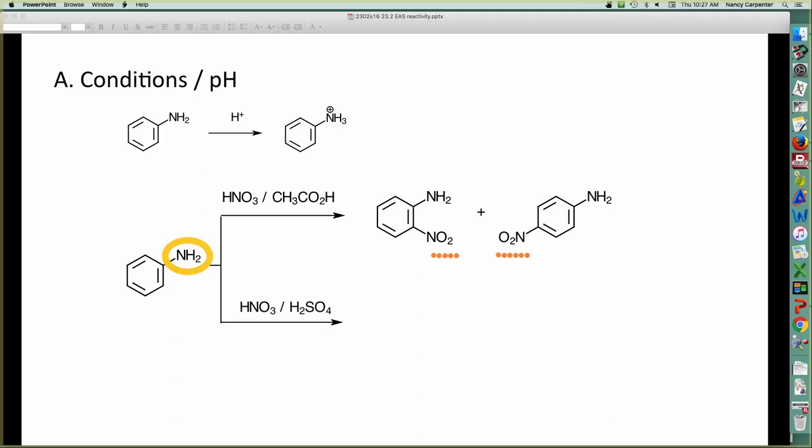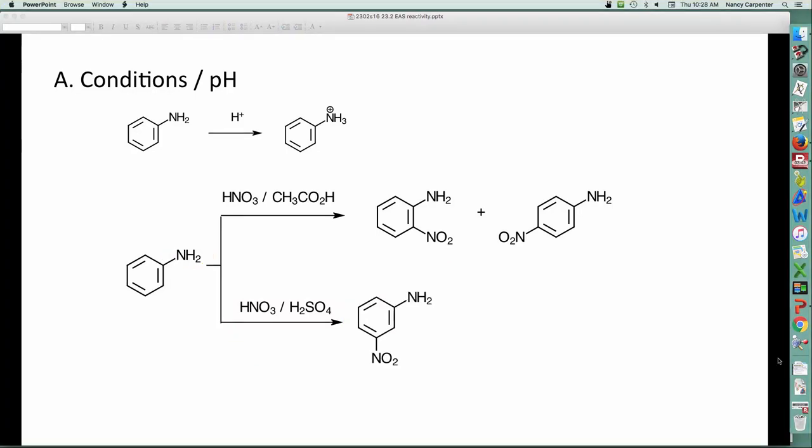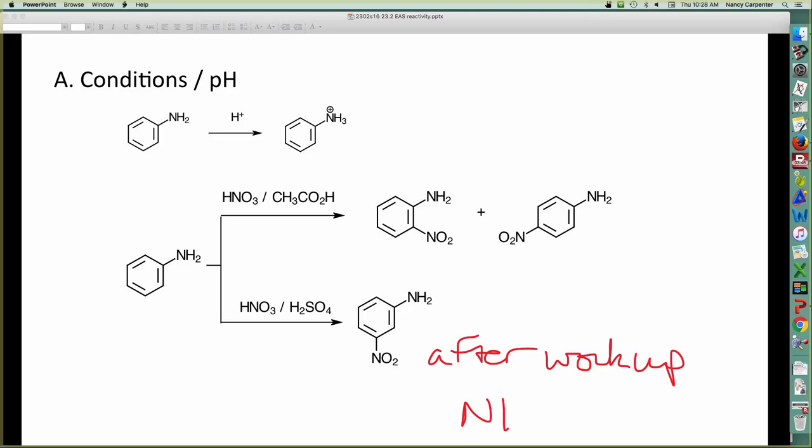But what if we nitrate under our more standard nitration conditions of nitric acid and sulfuric acid? Whoa! Now we're talking about negative pKa's here. We are talking about forcing, strongly acidic conditions. And what do we see? Well, we see a completely different outcome. We see the meta substituted product. And that, of course, is after workup. So we'd have to have some kind of basic workup, probably a sodium bicarbonate solution, washing out any excess acid and deprotonating our ammonium to give us the amine.